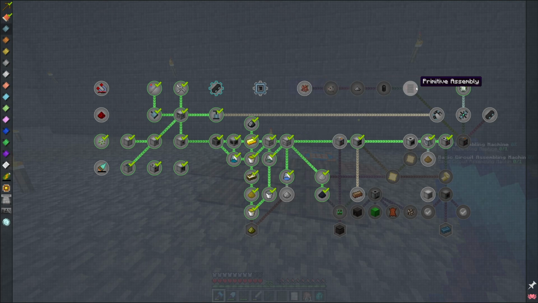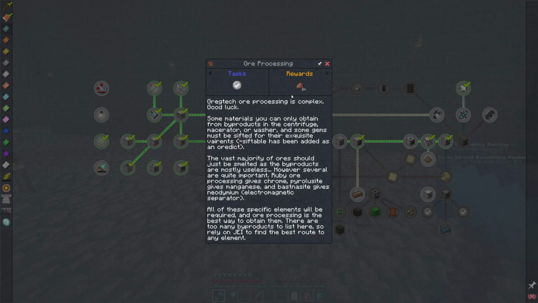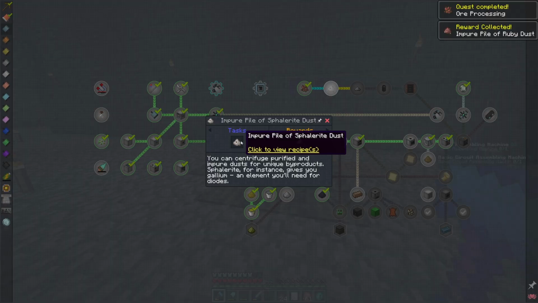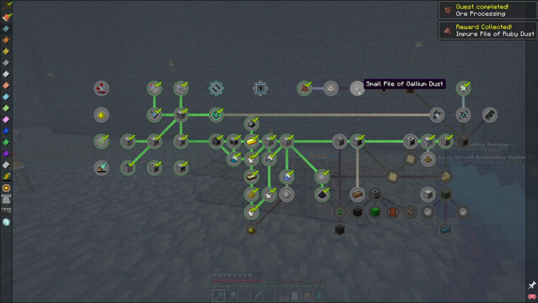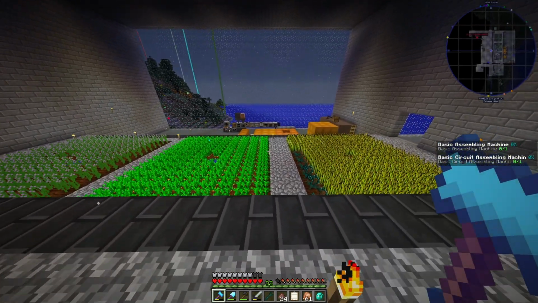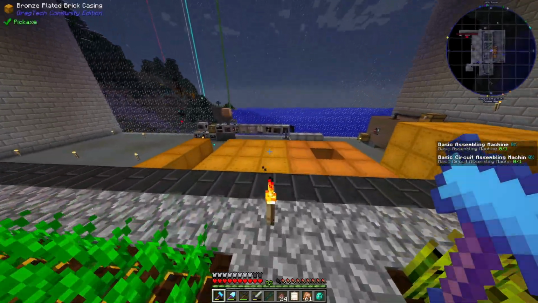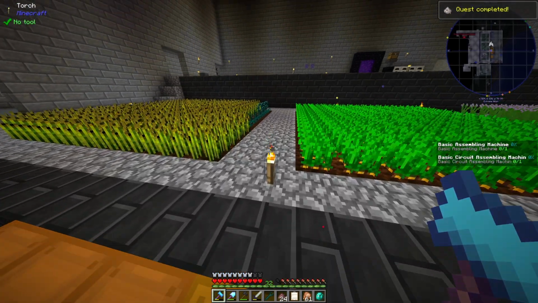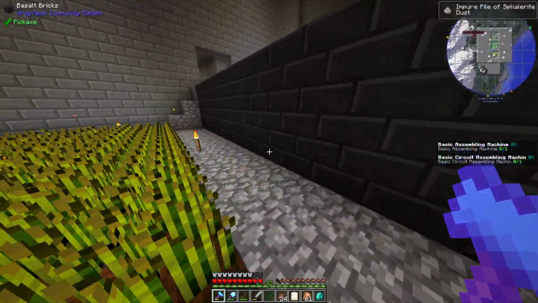Okay, so up here is where that line is going to be. Ore processing. This is basically just saying ore byproducts, and then it gives us a little bit of ruby dust. And then for the sphalerite dust, I think I have some actually in the pulverizer to complete this quest. Let's see. And we do. There we go. So there's that quest completed as well.